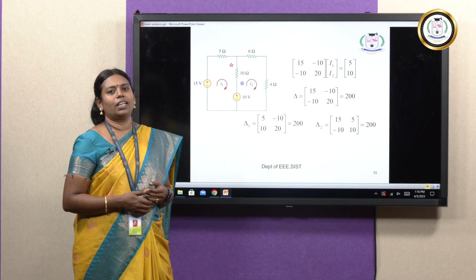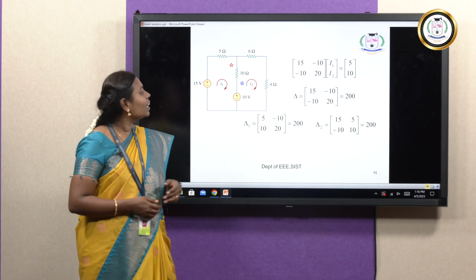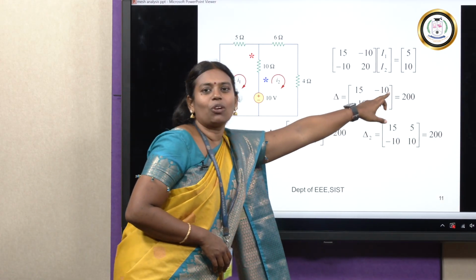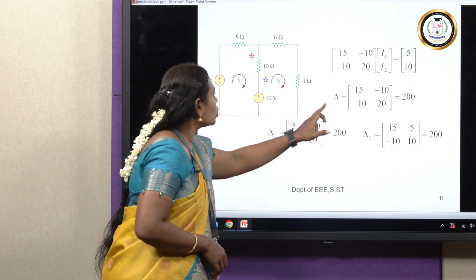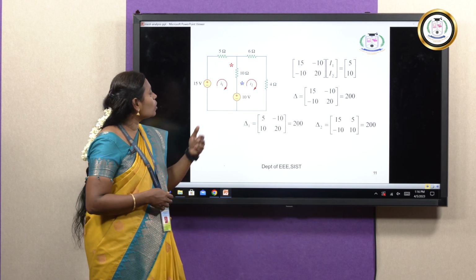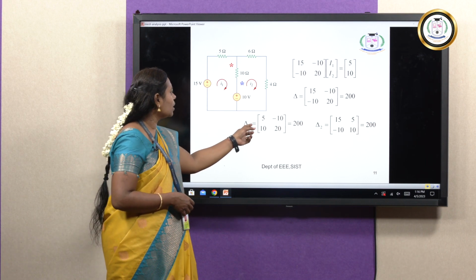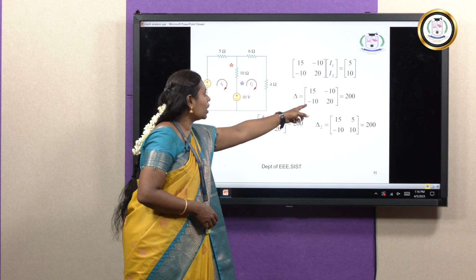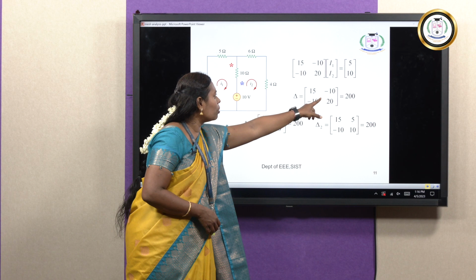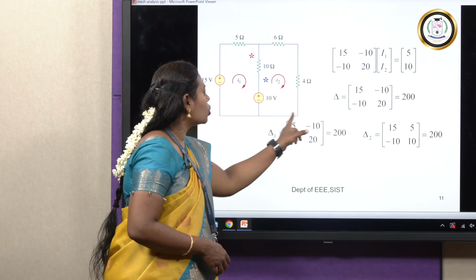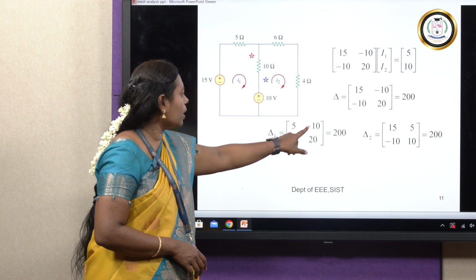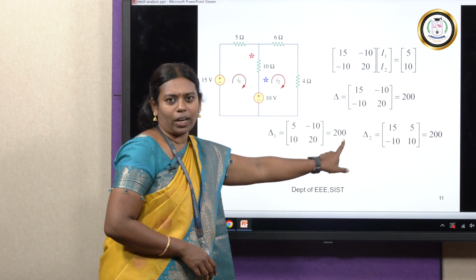Now we can find our del 1. To find del 1, in the del matrix, instead of the first column we replace it with our voltage sources. The first column is 15 and minus 10. That should be replaced with the voltage sources, which are 15 and 10. So instead of 15 and minus 10, the first column is replaced by 15 and 10. The remaining second column stays as it is, minus 10 and 20. Solve this 2 cross 2 matrix. So 15 into 20 minus of minus 10 into 10, you will get del 1 as 400.